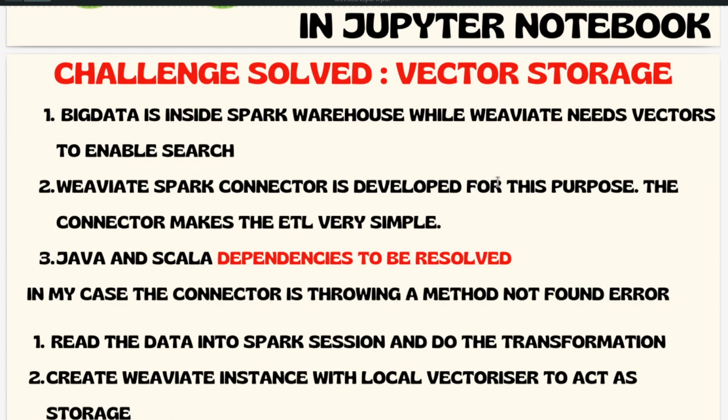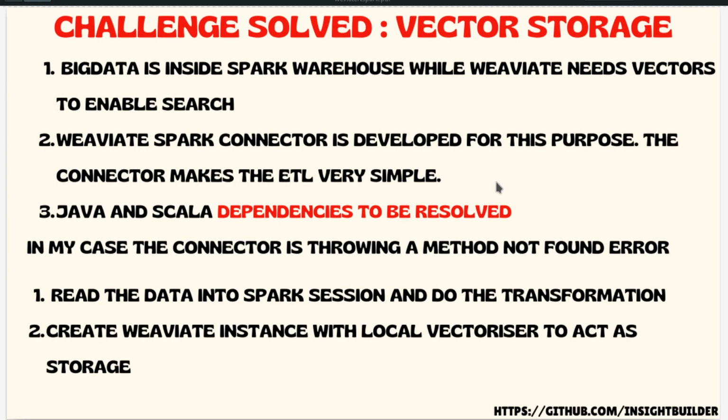The challenge solved in this particular discussion is vector storage. The big data is inside a Spark warehouse or any kind of warehouse, while Weaviate needs vectors of that big data to be stored inside the Weaviate vector store. And this activity is what we are going to do in this discussion. So we are going to move the data from the Spark environment or the warehouse into the Weaviate instance.